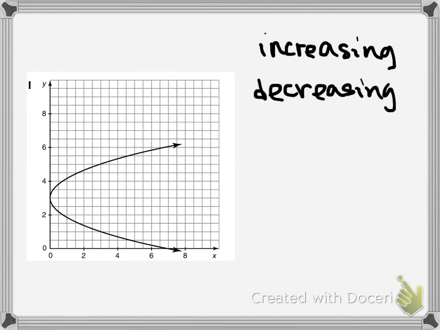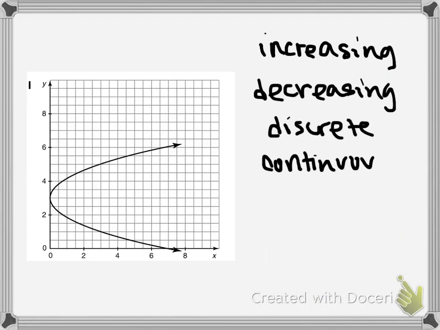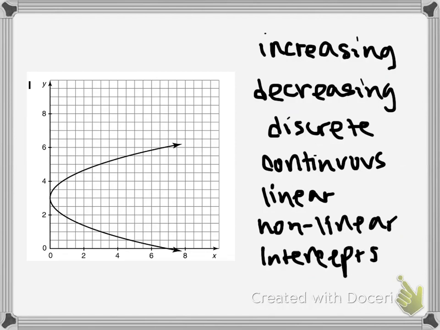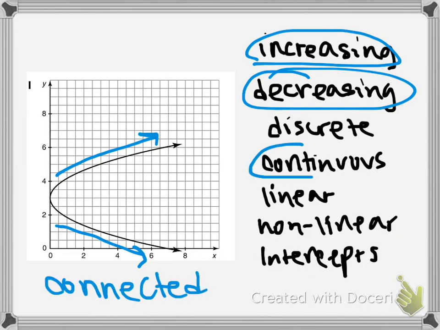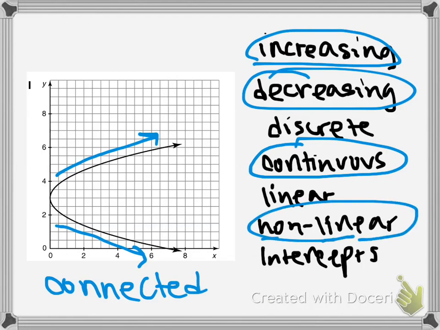Here's I. When you read I left to right, you have increasing and decreasing. There are no dots to be connected. They've already been connected, so it's continuous. And this is not a straight line, so it's nonlinear. And it crosses the x and y axis. On this one, both of them are crossed. So you get (7, 0) and (0, 3).